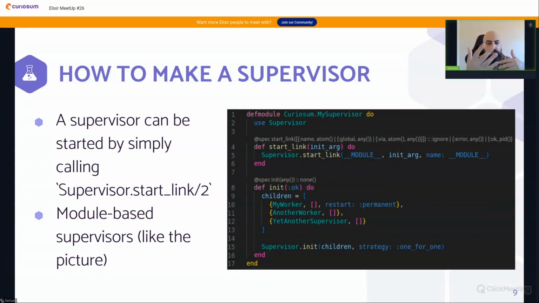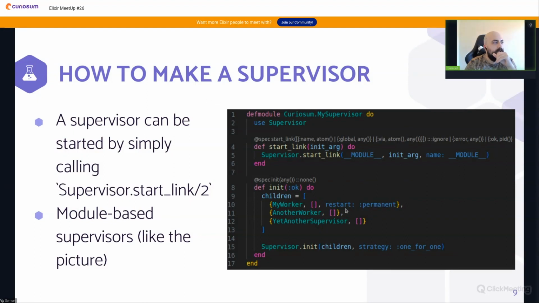And a general guideline is that most of the time we need to use the module-based version of the supervisor. I think the only time it's recommended to use the first option is on top of the supervisor module and in the application callback, the application behavior, sorry.